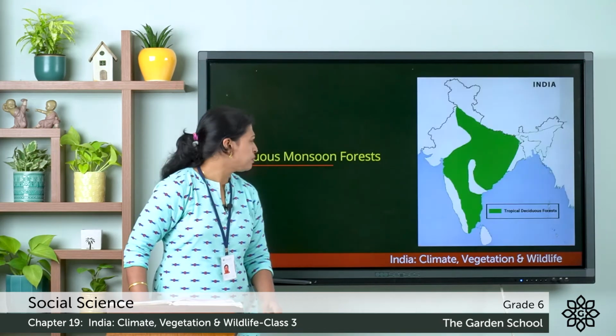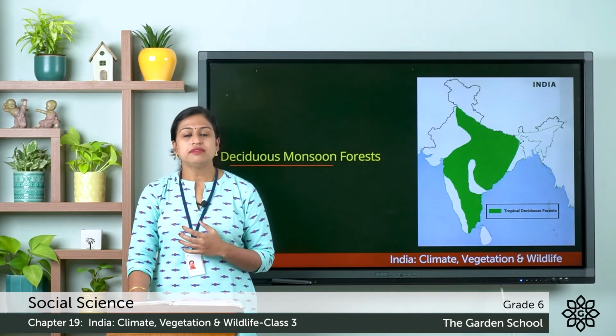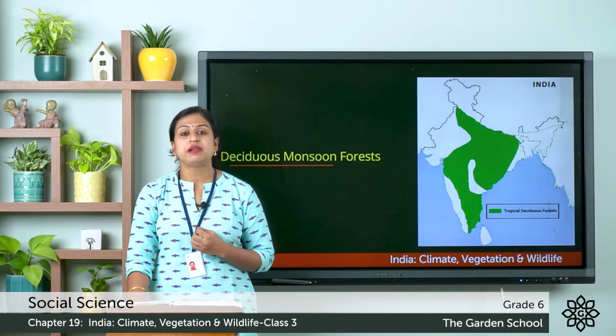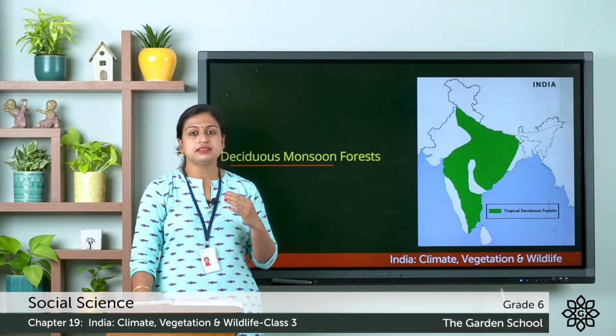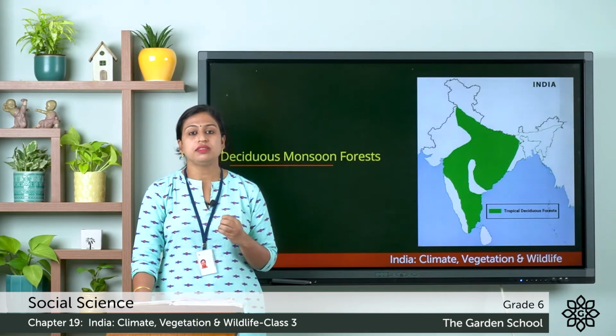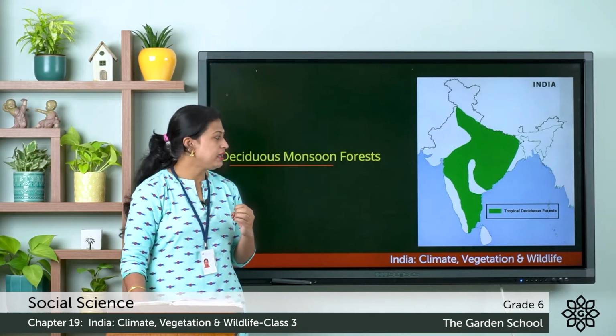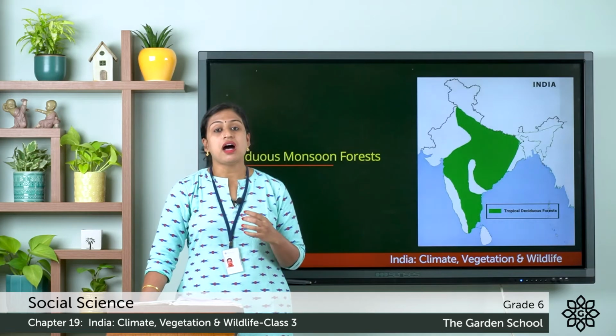Next is the deciduous monsoon forest. They have thousands of varieties of plants and animals. However, all the plants and trees shed their leaves during a dry period, that is, during the autumn season. Therefore, we can see that during the autumn season, these forests are empty.